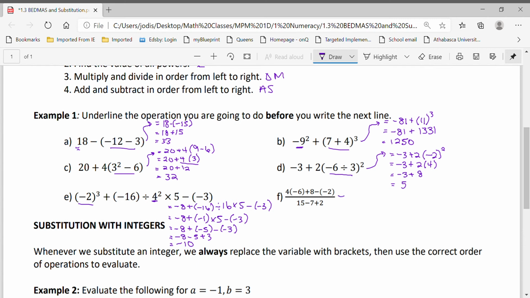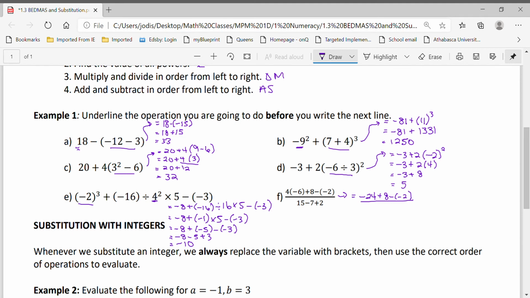Then the last one we can do is F over here. When you get these ones that are fractions, keep them written as a fraction. Don't try to change it. I know fractions might look scary, but I swear they are easy. We're going to treat the top and the bottom as separate entities. On the top here, we have this 4 times negative 6. We can go ahead and do that. That's negative 24. And then keep writing in what's left, plus 8 minus negative 2.